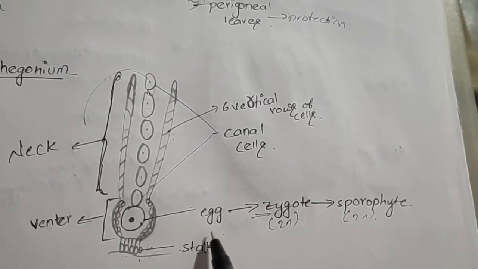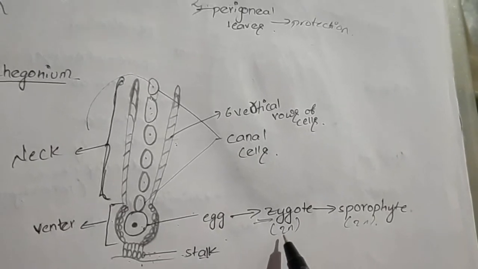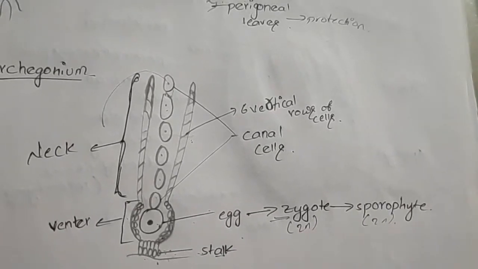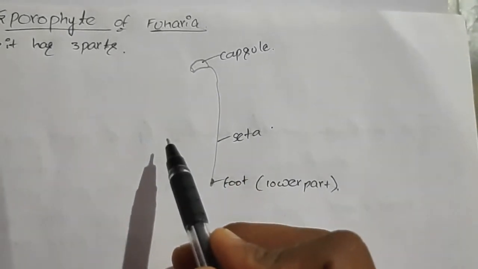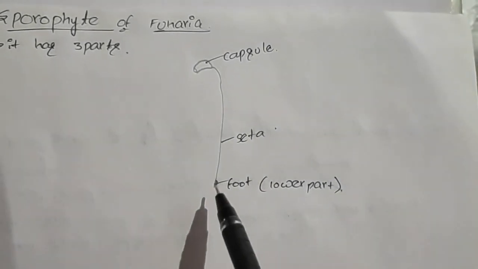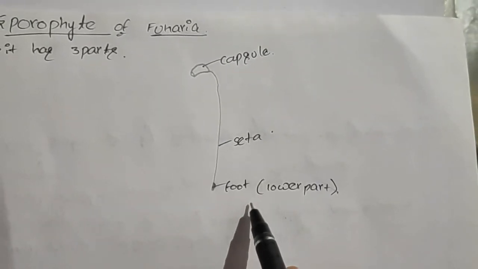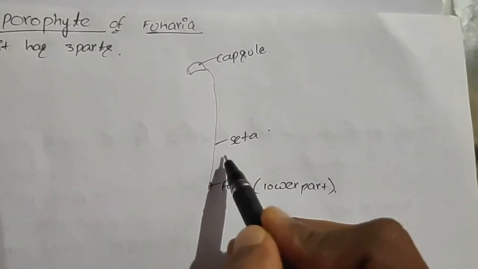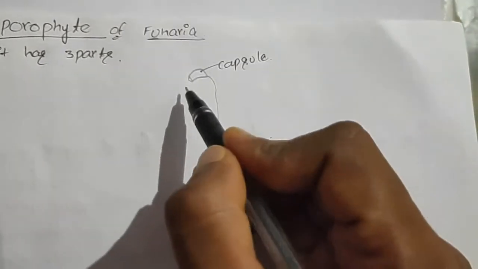The egg in the female branch, after undergoing fertilization, leads into the zygote. From this zygote develops a sporophyte. Now, the sporophyte of the Funaria. This sporophyte develops on the female branch, and it has three parts. One is the foot, which is the lower part, and it arises from the zygote. And next to the foot is a long, slender seta, and attached to the seta is the capsule.